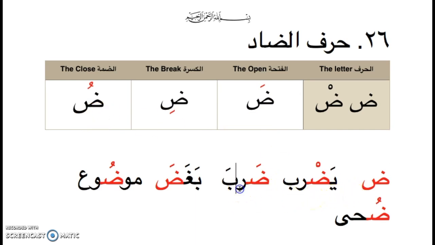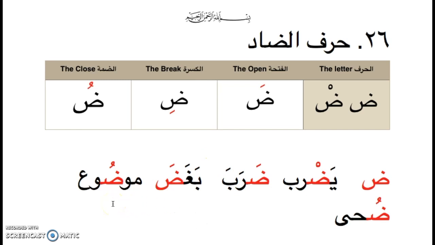Yadrib, daraba, baghada, mawdu'a, duha. Yadrib is he is hitting, or he is giving an example. Because darb or daraba could mean he hit, or he gave an example. Darb means either example or a hitting, like the punch. Baghada is he hated, in the past. So he hated.